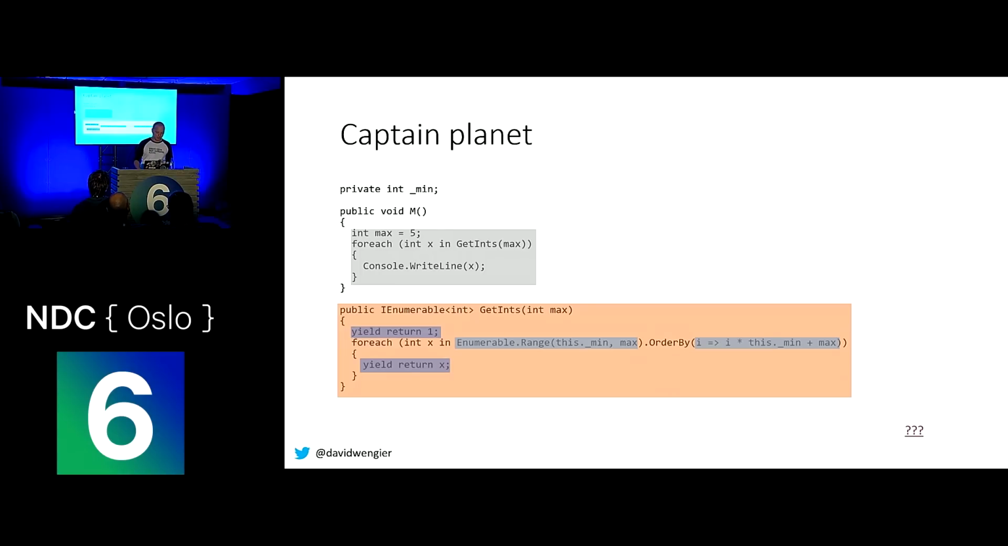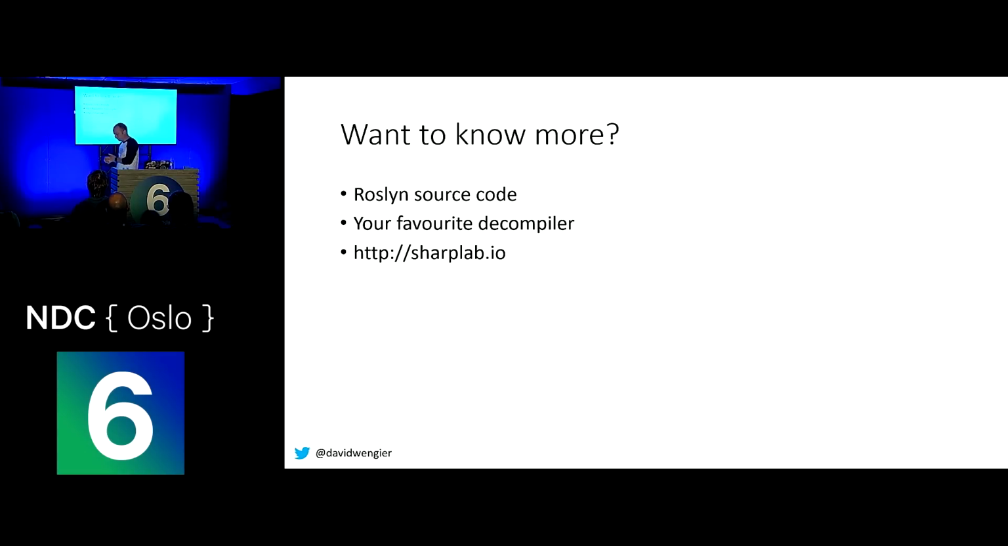So if you have enjoyed this trip down into the depths, there's a couple of places you can go to get more info. The Roslyn source code is awesome. I'll actually show it in a second with some more examples. Your favorite decompiler is a really good way to do this. Again, not quite exactly the same, but most of them have options to turn off.